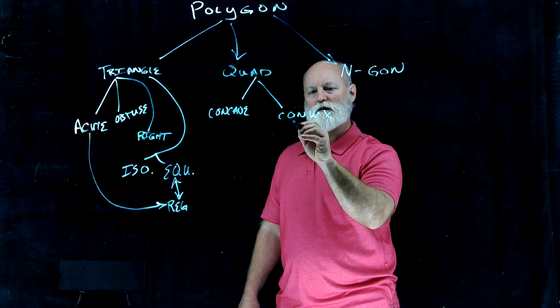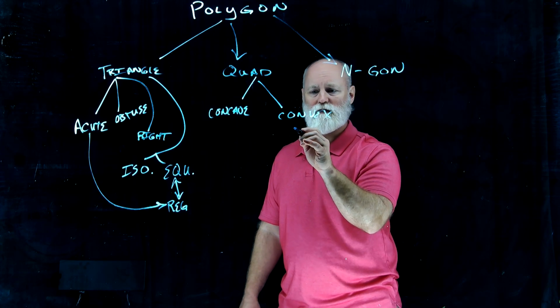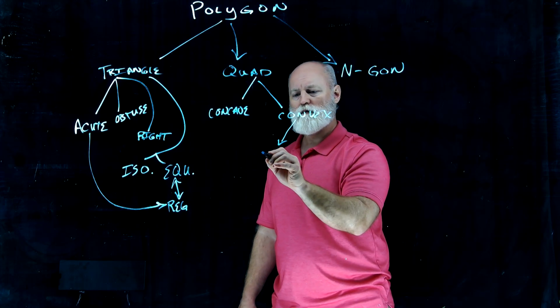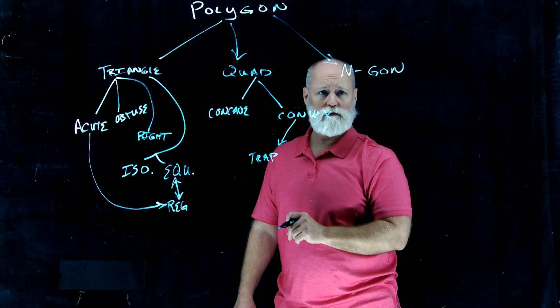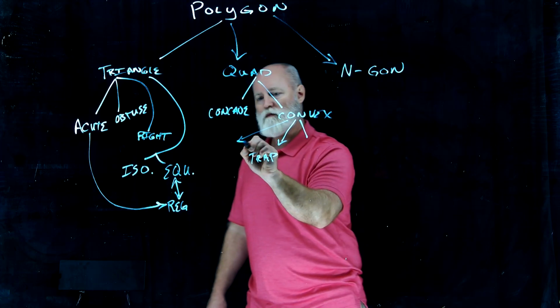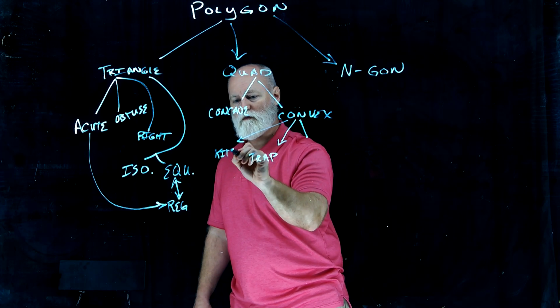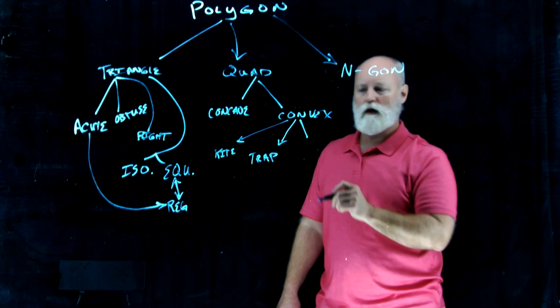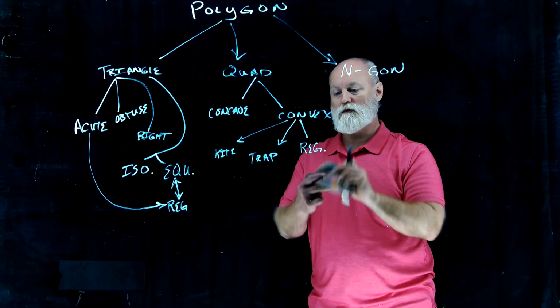And under convex quadrilaterals, what do we have there? Well, we have trapezoids. And trapezoids are different than, say, a kite. Right? And we also have rectangles.